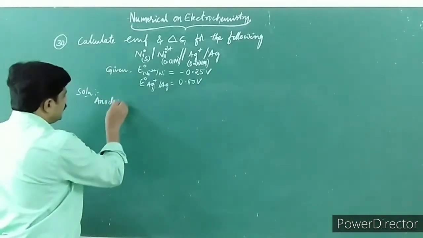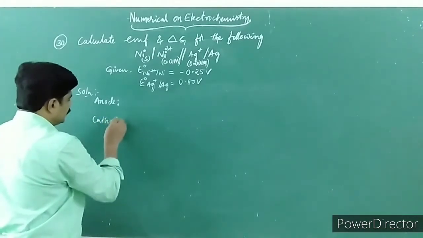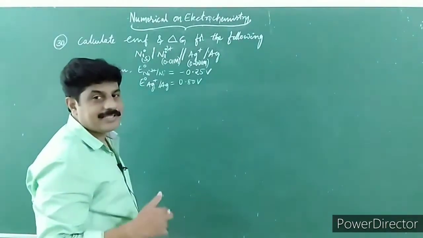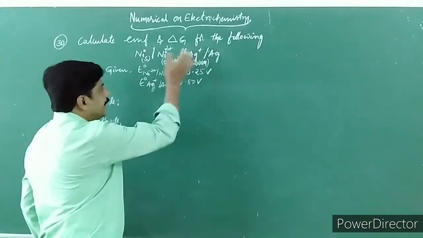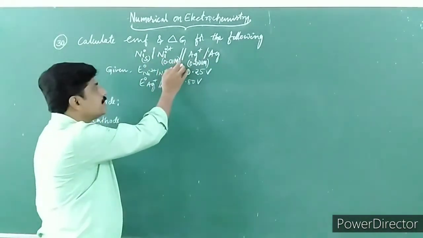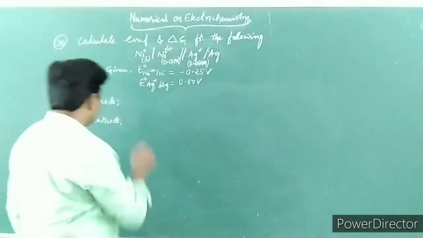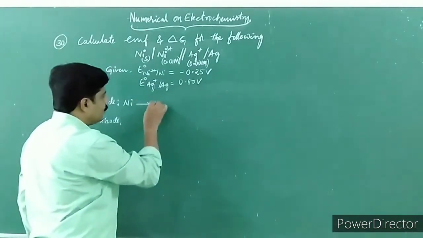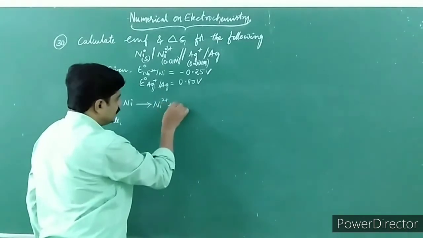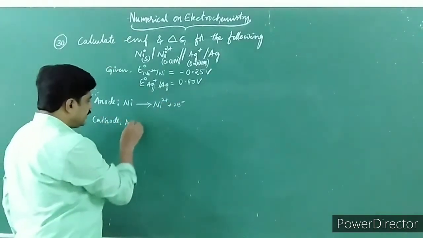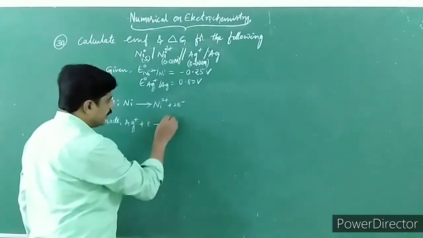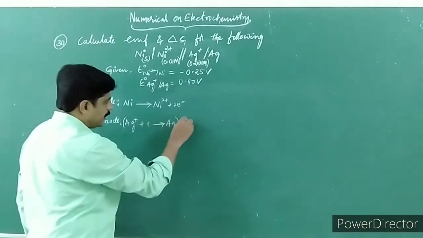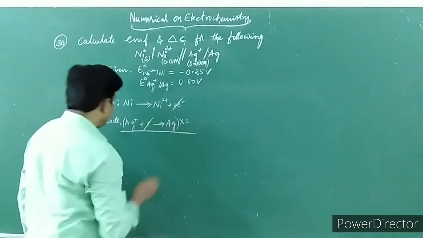Let me write anodic as well as cathodic reaction. Children, from this cell representation, you can easily identify which is anode and which is cathode. A, B, C. A stands for anode, B stands for salt bridge, C stands for cathode. Is it not? Now, let me write. Nickel undergoes oxidation by losing 2 electrons. Children, at cathode, Ag+ takes up the electron and gets reduced to Ag. Now, in order to balance, I multiply the cathodic reaction by 2. Cancel.